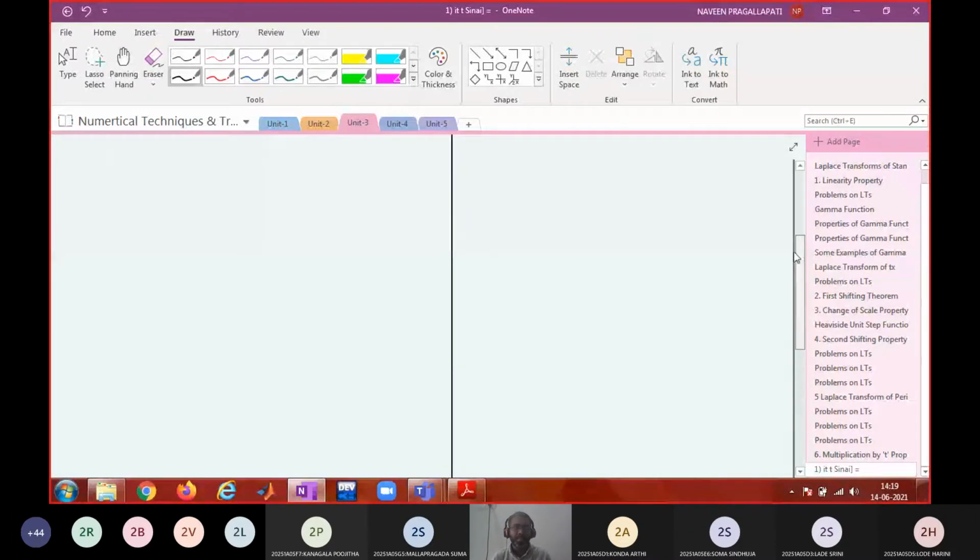Okay, so then what will be this? By the multiplication by t property, this is going to be minus d by ds of Laplace of sin at. What is Laplace of sin at? You need to remember the standard formulas. Quickly, like how you tell integration, you have to tell the Laplace transform just like that. What is Laplace of sin at?